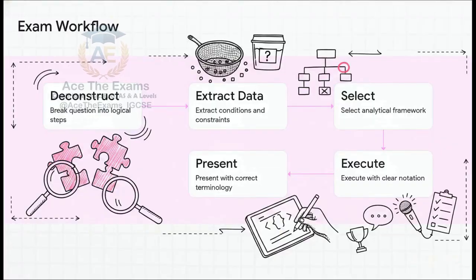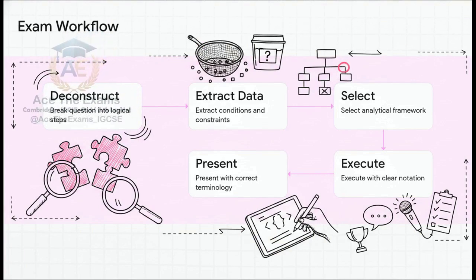Section 5. Final exam strategy. All right, let's pull all of this together. Here is your winning exam strategy, step by step. I want you to memorize this sequence because this is your cheat sheet. First, deconstruct the question. Decode those command words instantly. Second, extract the relevant data. Pull out the specific conditions, the array sizes, and the constraints.